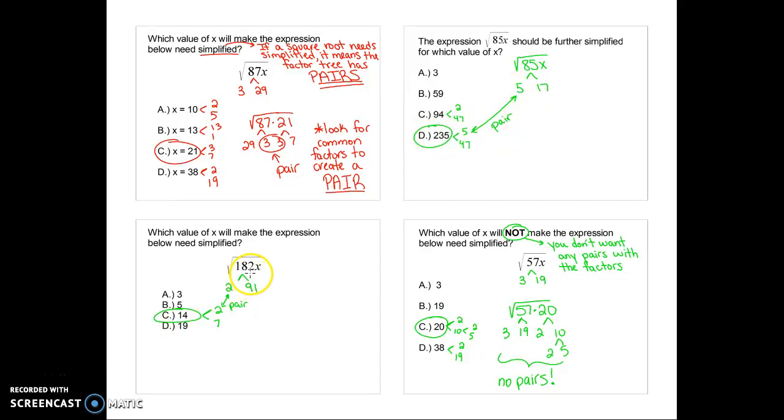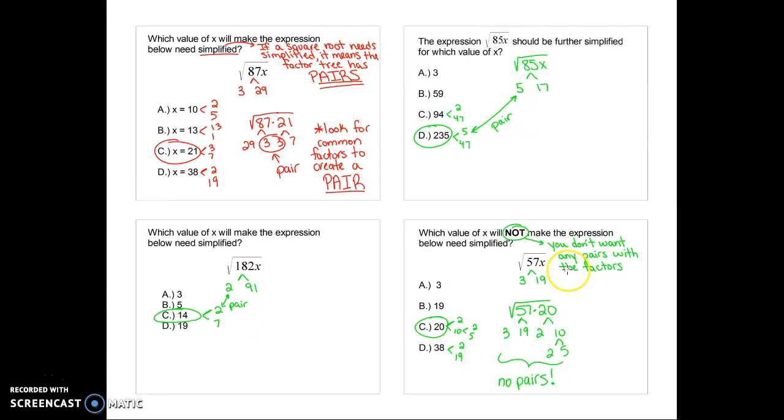Same thing here, 182x. Break that apart, you get 2 times 91. So you need to figure out what number could you put in for x that when you break it apart, either has a prime number of a 2 or a prime number of a 91 to pair up. The only one that happens with is answer choice C, because the 2's pair up. So it had to be 14 that was your x value.